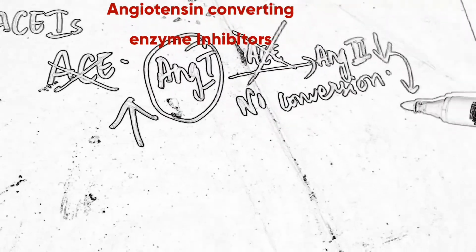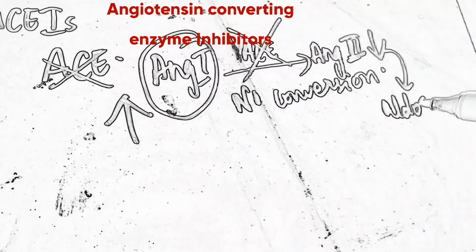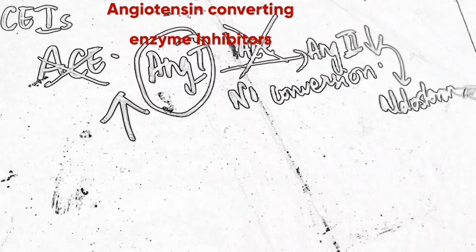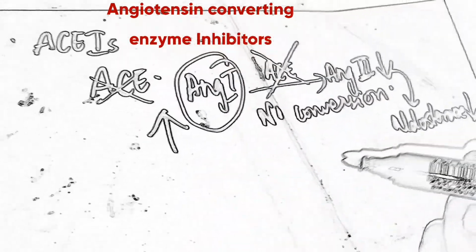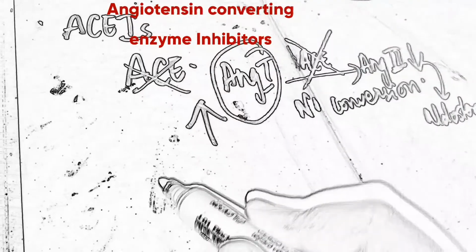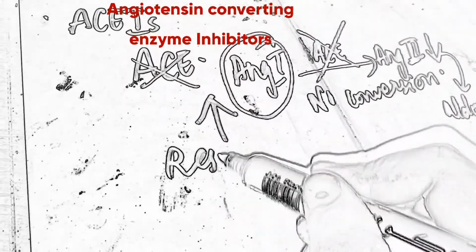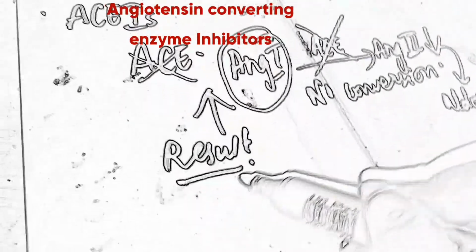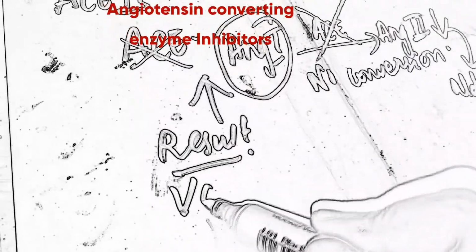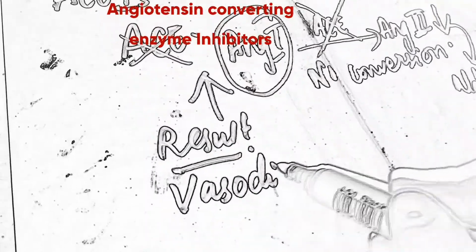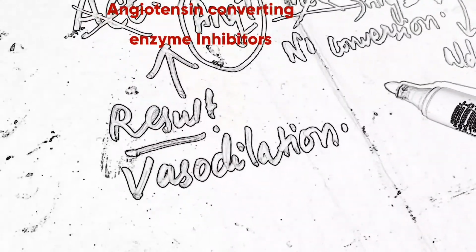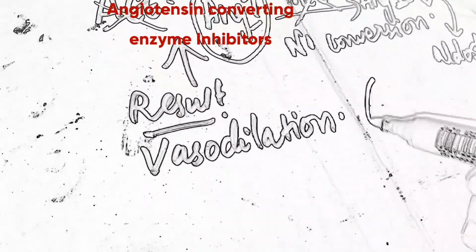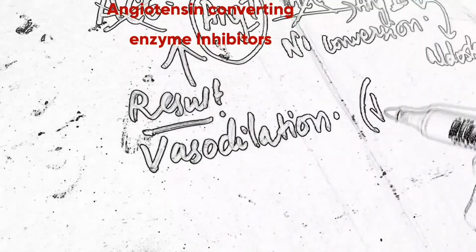And as you know, angiotensin 2 stimulates the release of aldosterone from the adrenal cortex, and hence the level of aldosterone also decreases. And hence, the end result of all of this is majorly vasodilation, which in turn causes the BP or blood pressure to decrease.